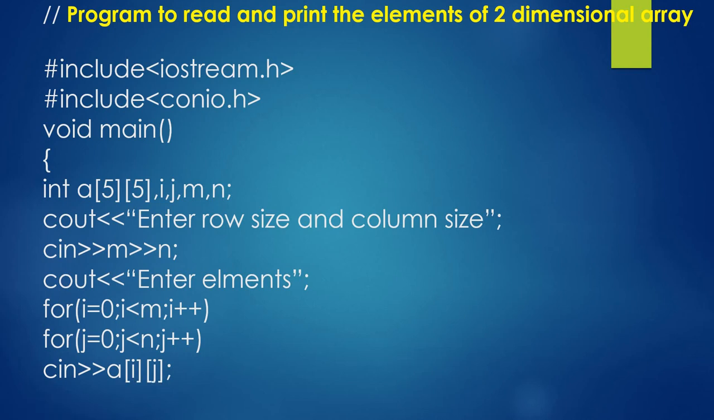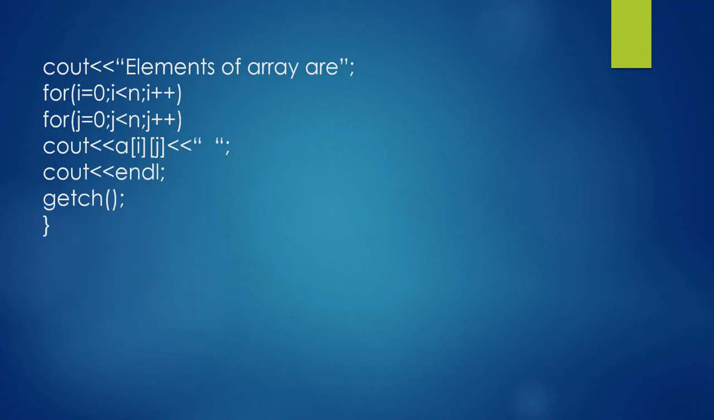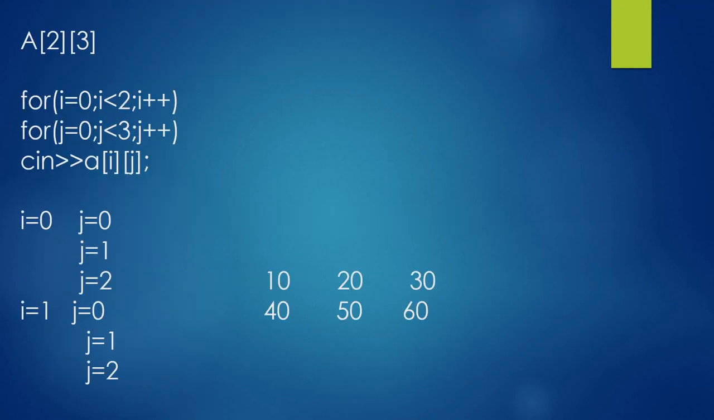Now let us consider how to read these elements. I will show this. See, this is A[2][3], a maximum of 2 rows and 3 columns. It is a 2 by 3 matrix. Suppose this is the matrix: the first row is 10, 20, 30, and the next row is 40, 50, 60. First we need to read 10, 20, 30, then 40, 50, 60. Then how to read this?